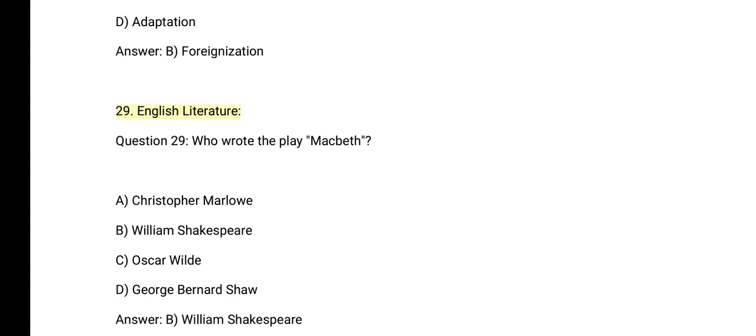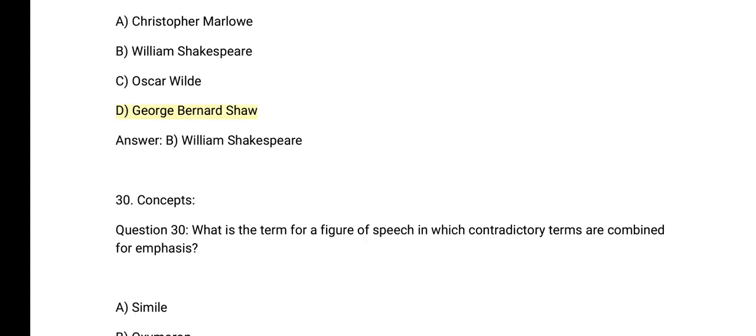29. English literature. Question 29. Who wrote the play, Macbeth? A. Christopher Marlowe. B. William Shakespeare. C. Oscar Wilde. D. George Bernard Shaw. Answer: B. William Shakespeare.